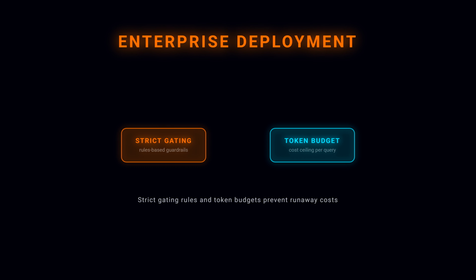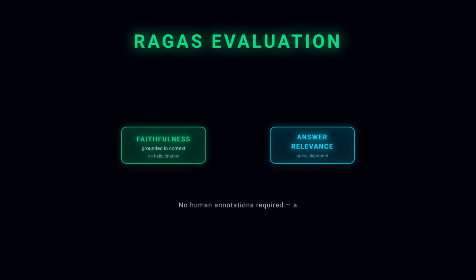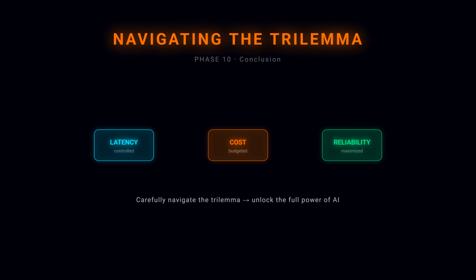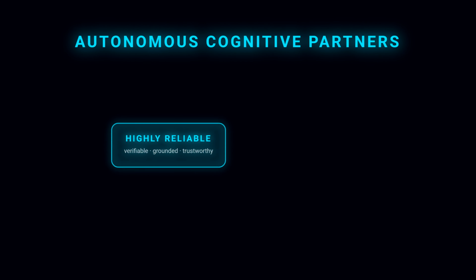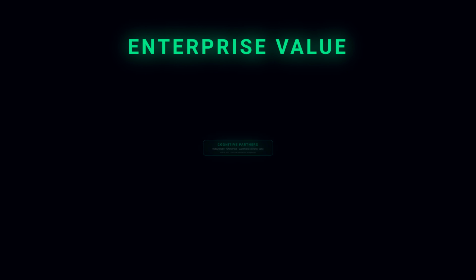To manage enterprise deployments, organizations must implement strict gating rules and token budgets to prevent infinite reasoning loops. To evaluate these dynamic systems, frameworks like RAGAS compute specific quality metrics without relying on human annotations, measuring faithfulness and answer relevance. By carefully navigating this trilemma, organizations can unlock AI systems that operate as highly reliable, autonomous cognitive partners, driving quantifiable enterprise value.